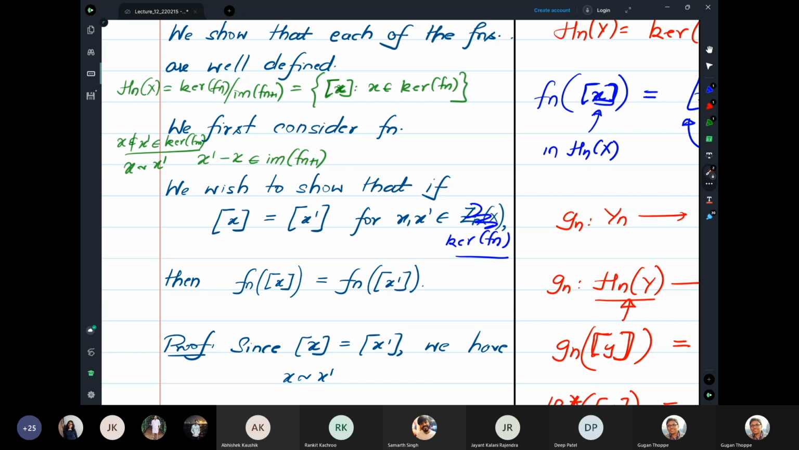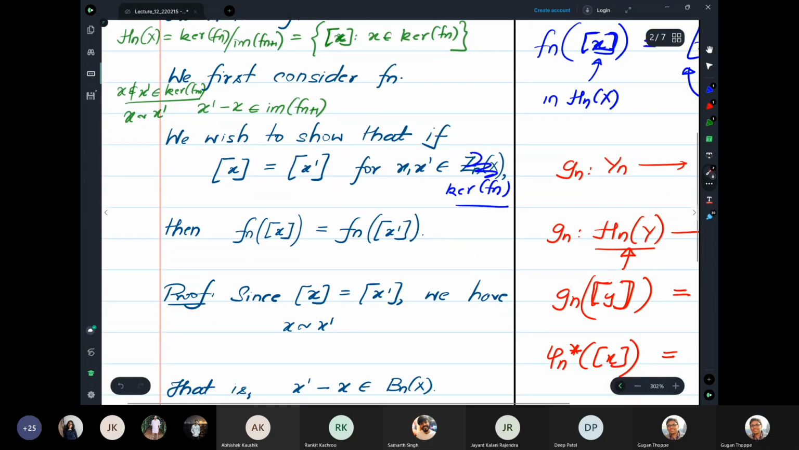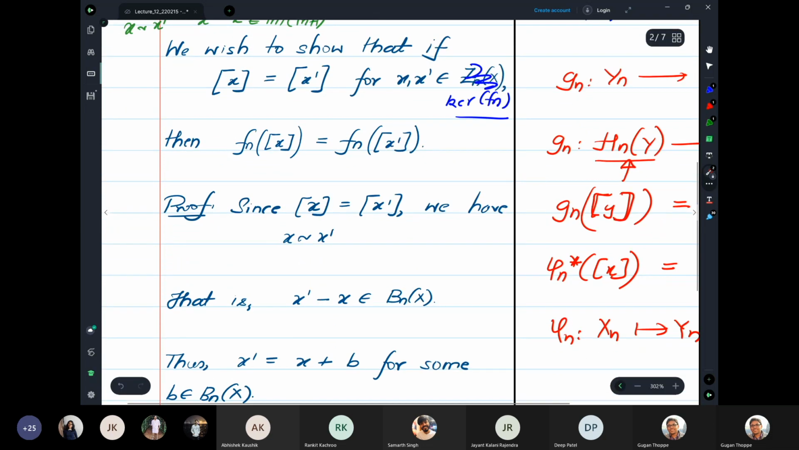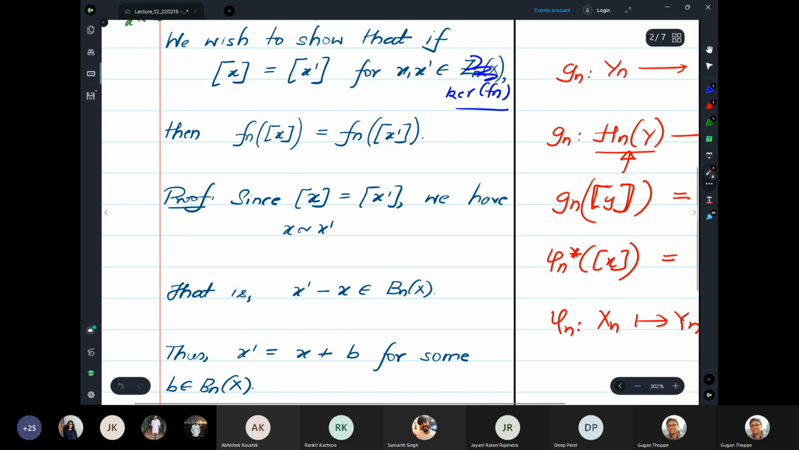All right, surprisingly, no one seems to have any questions. So I presume everybody has understood why we are trying to show this. Okay, so now let's spend some time to show that indeed, if the equivalence class of X and the equivalence class of X prime is one and the same, then their outputs are also the same. So let's try to show this.